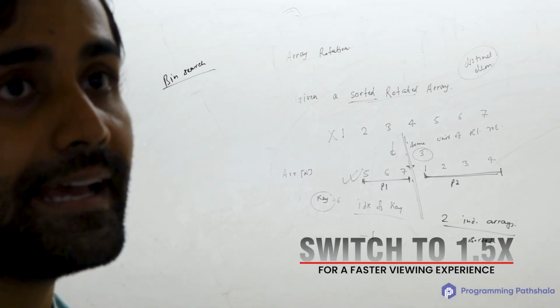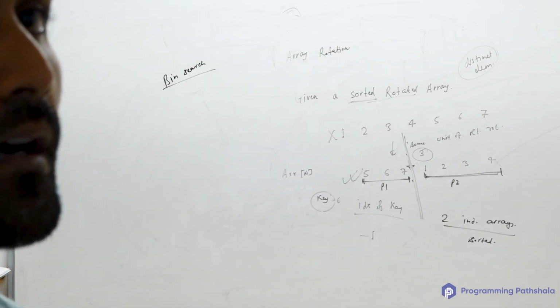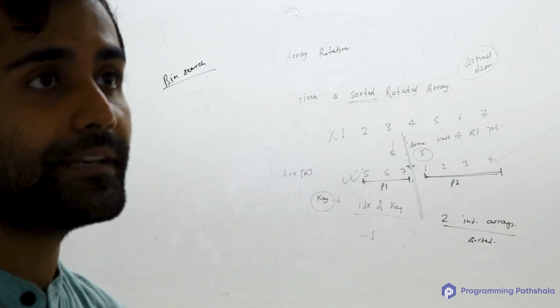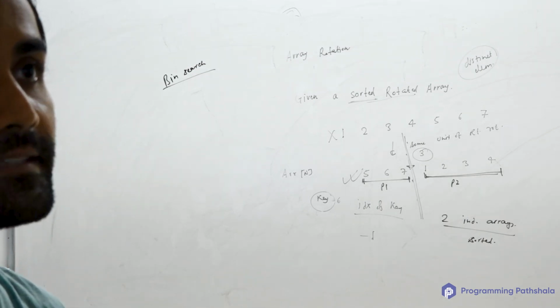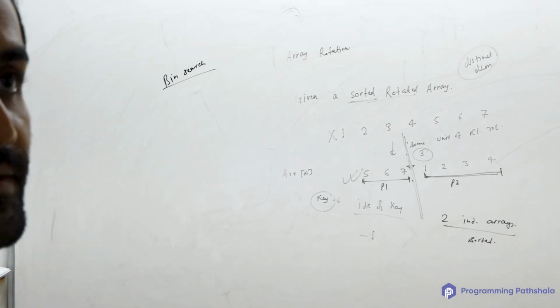A[i] smaller than A[i-1]. That is right. But can you do it using binary search? Can you figure this point out using binary search? The answer is yes.